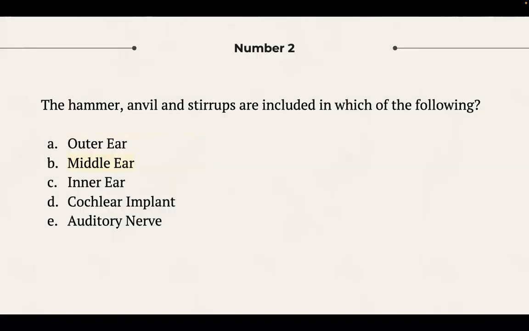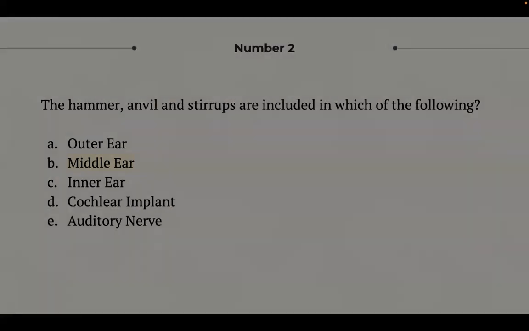Number two, the hammer, anvil, and stirrup are small, tiny little bones that amplify vibrations made by the eardrum. They exist in the middle ear, but we will get to that a little more when I look at the diagram of the ear that you will need to know for Monday's matching test. So bear with me. We're just going to cruise right through this and we will revisit.